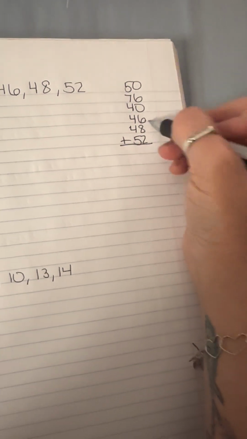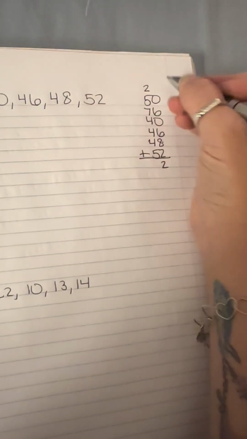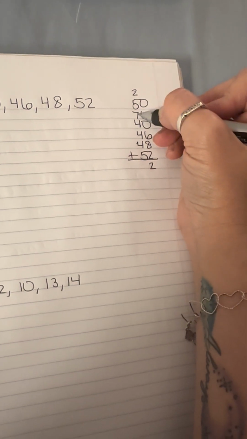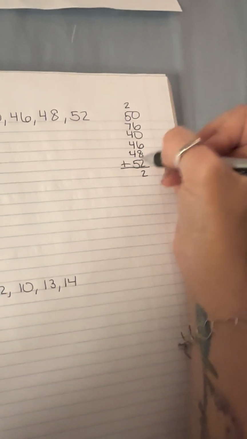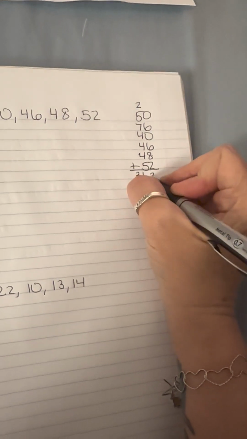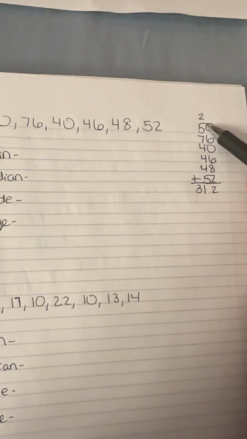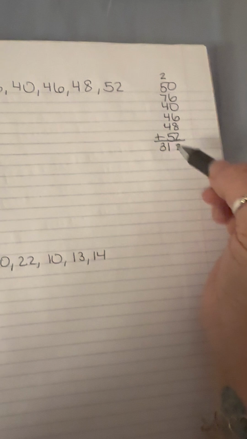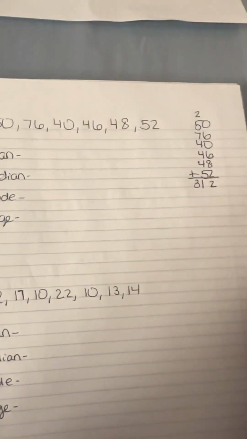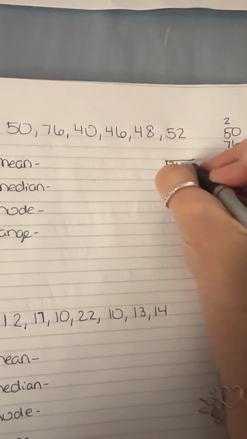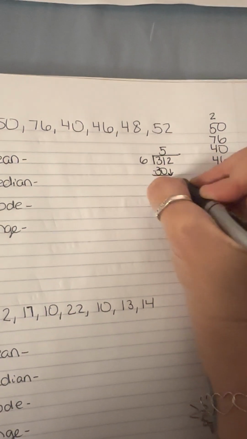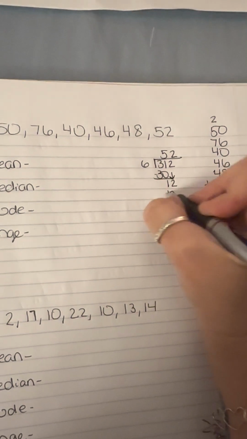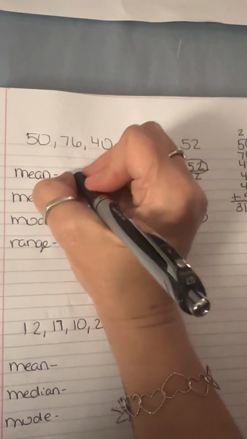So 6 plus 6 is 12, plus 8 is 20, plus 2 is 22, 7, 14, 18, 22, 26, plus 5 is 31. So we have a total of 312 when I add my numbers together. And then we're going to take that sum and we're going to divide it by 6 because there were 6 numbers that we added together. And so when I divide this by 6, I get an average or a mean of 52.